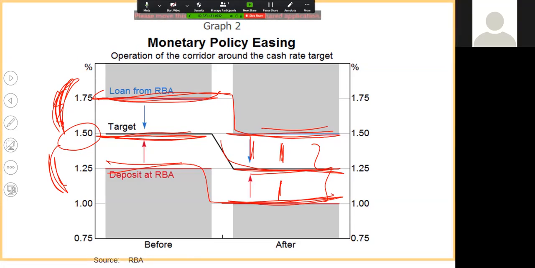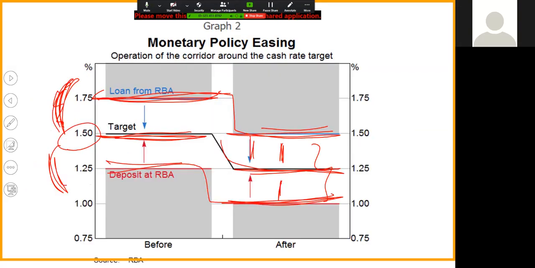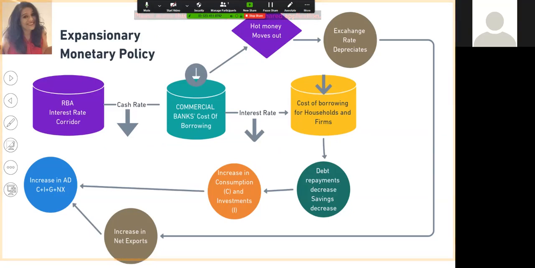So now if it wanted to change it down, you can look at it that it brings down the interest rate. It just brings down the lending rate and the borrowing rate. And this is typically what it does during an expansionary policy.